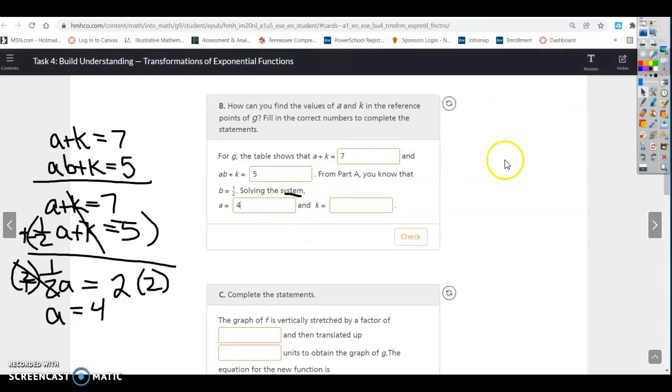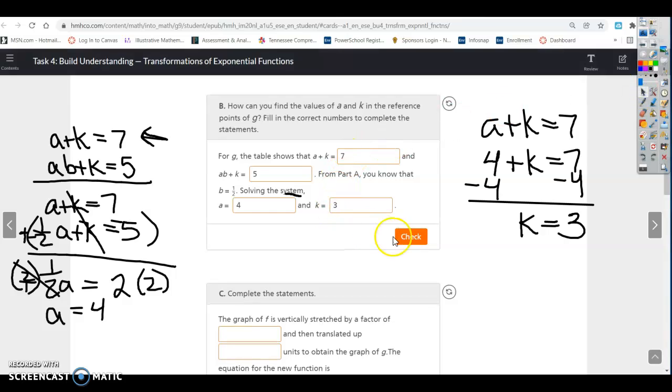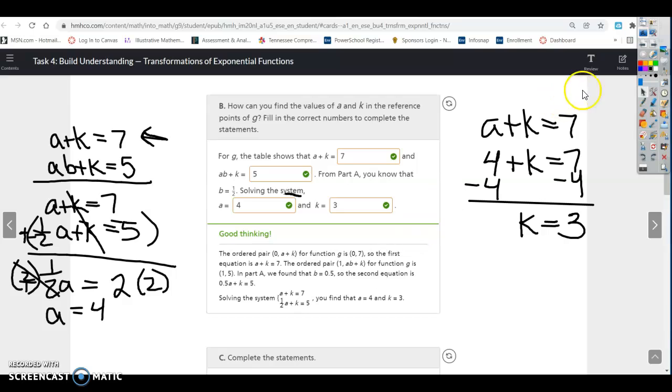And if a is 4, then we can find out what k is as well. So we know from right here that a plus k equals 7. And that came from one of the first formulas. So we're going to substitute 4 for a. And I'm going to subtract 4 from both sides. So now I know that k is 7 minus 4, or 3. So this one's going to be 3. And that helps me write a new equation here.